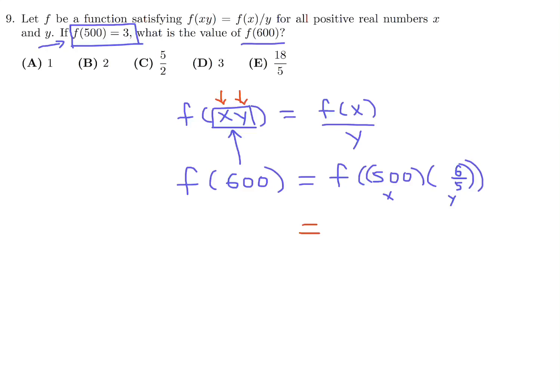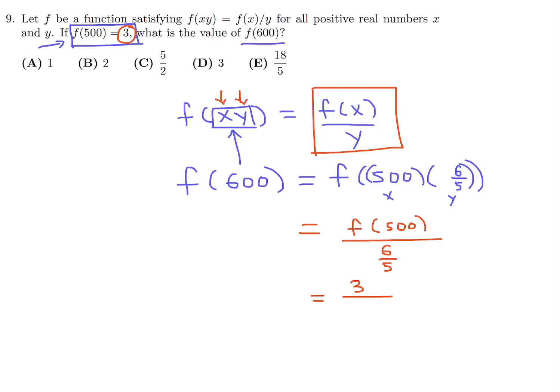Now we can proceed with this part of the question. It's f at x, so f at 500, over just y by itself, so 6 over 5, like that. F at 500, they gave us in the question, is 3 over 6 over 5. Invert and multiply, and we get 5 over 6, and this looks like 15 over 6, and you can probably reduce this, 5 over 2. So that's your answer, and that means number 9 is C.